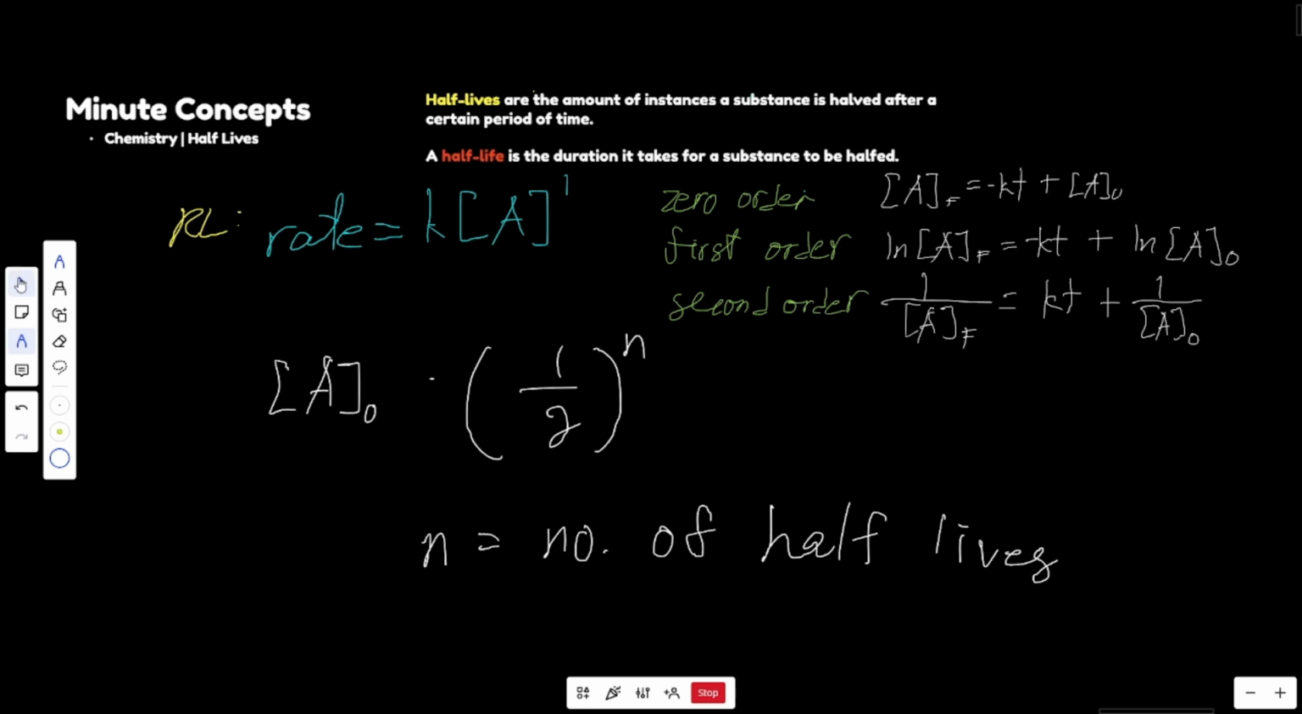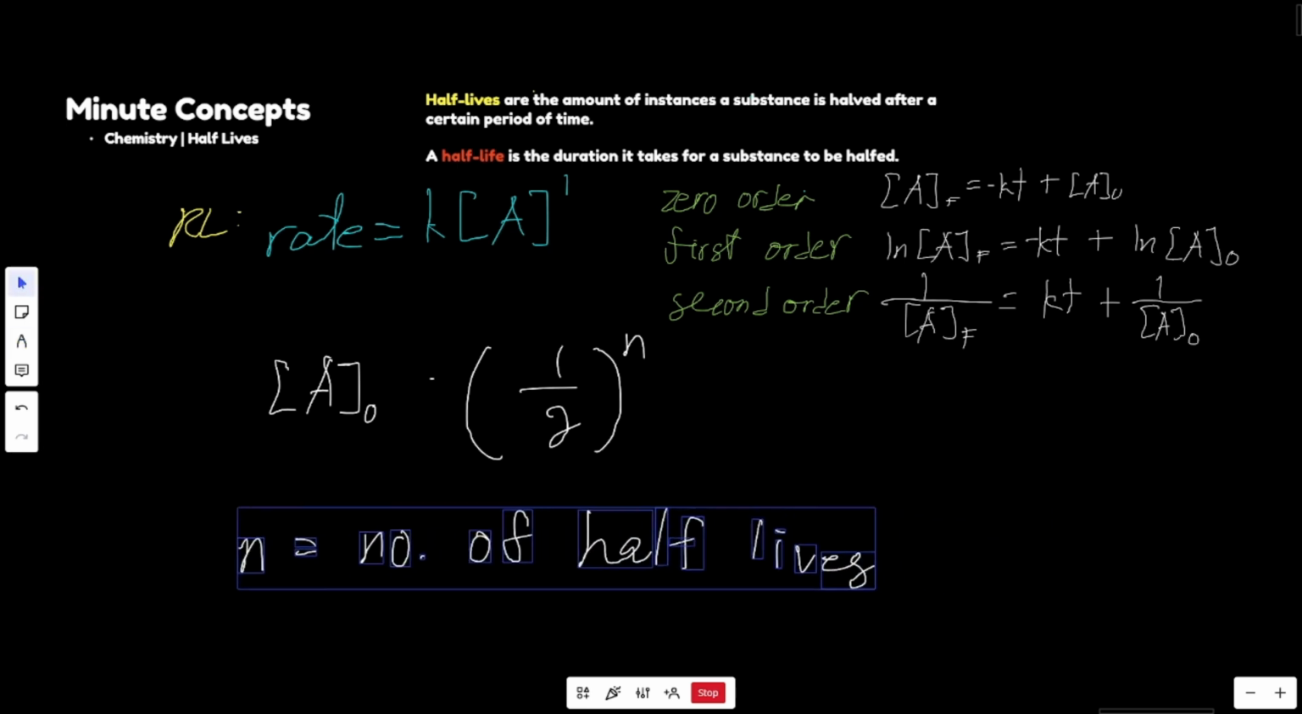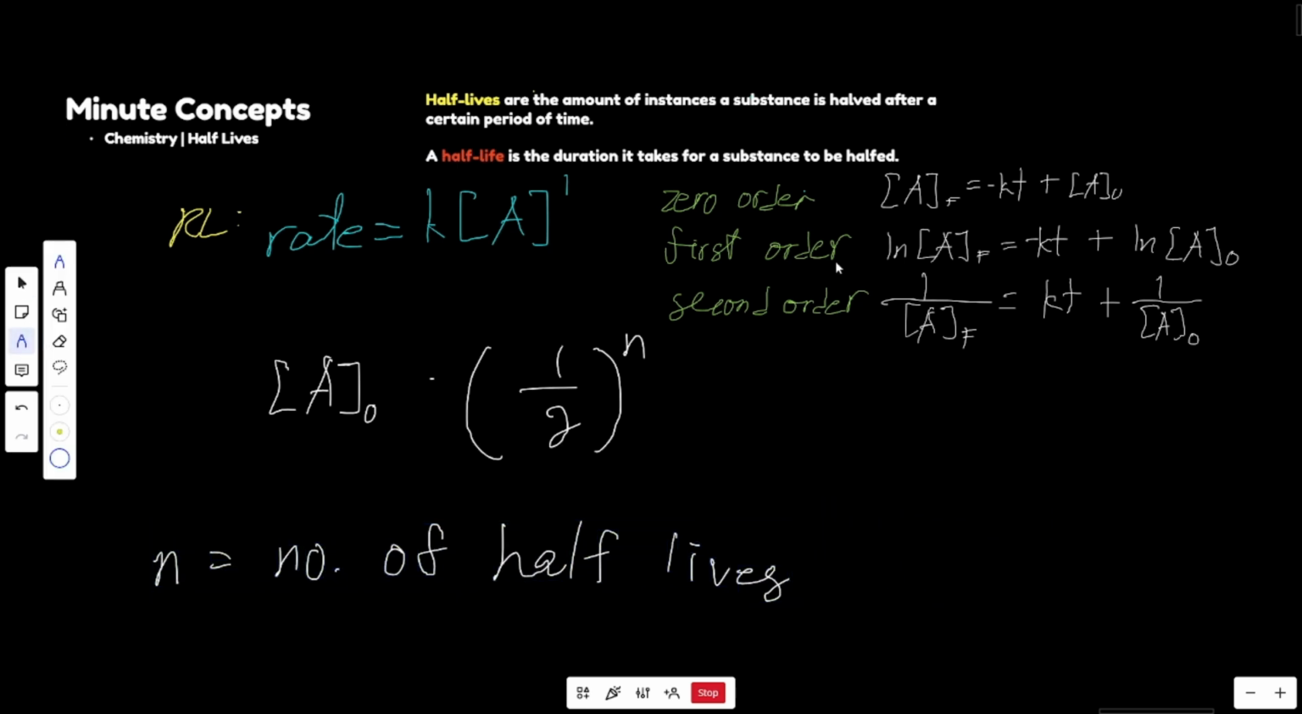Okay, so let's say that in an example, our initial concentration is 4, and we let it sit for 2 half-lives. So that would be equal to 4 times 1 over 2 to the power of 2, which is 1/4. And this would mean that we would have a final answer of 1 molar, because these would cancel out. And that's how we use that.